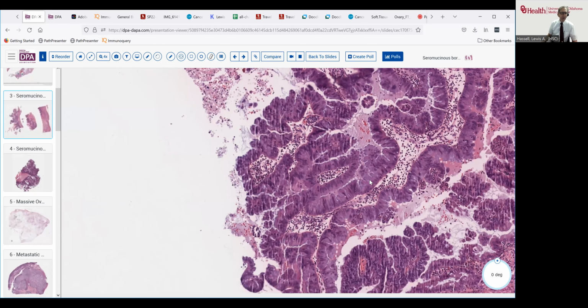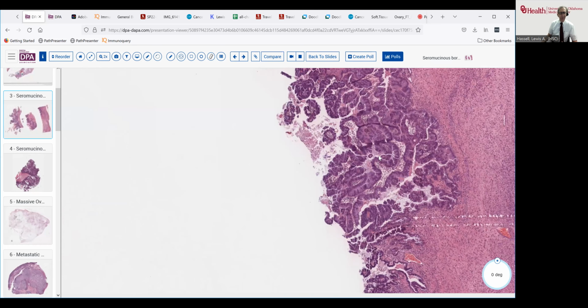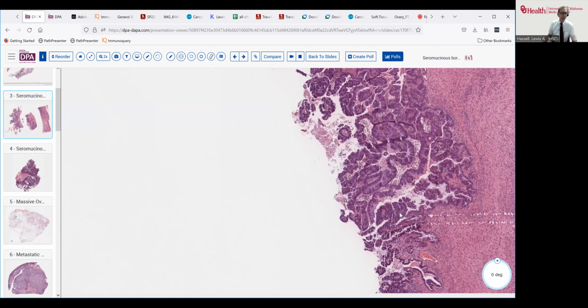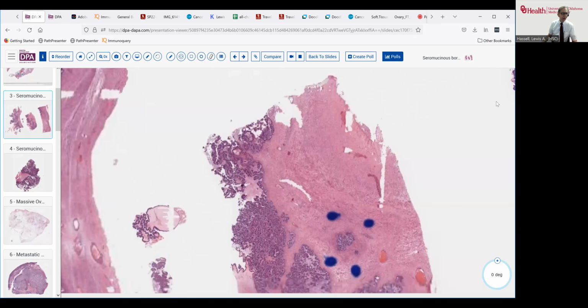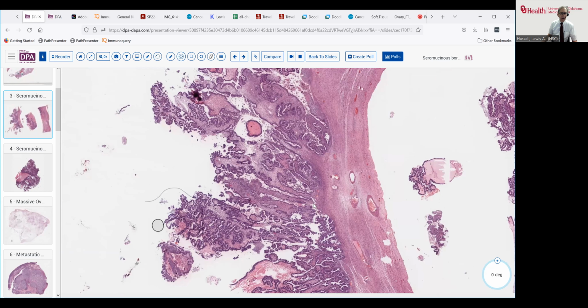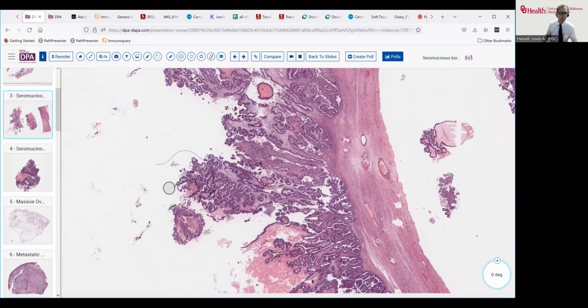Now, the other feature is that at low magnification, many times these seromucinous tumors can look very much like papillary serous tumors of the ovary. So for example, over here, at low magnification, this lesion might look like a serous borderline tumor. And that is an important thing to remember at low magnification, that the seromucinous and serous tumors can have very similar low power architecture.